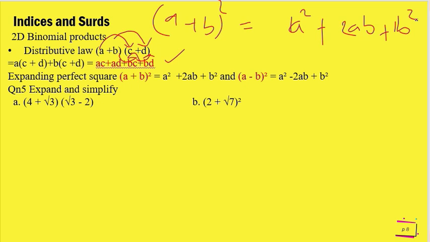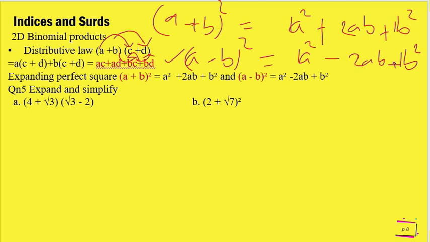If we have a negative, that is a minus b squared, we still have the same coefficients, 1, 2, 1, and the same terms: a squared, ab and b squared, but the signs change. The first sign here will be minus, and the other one will be plus. That's how to get them.